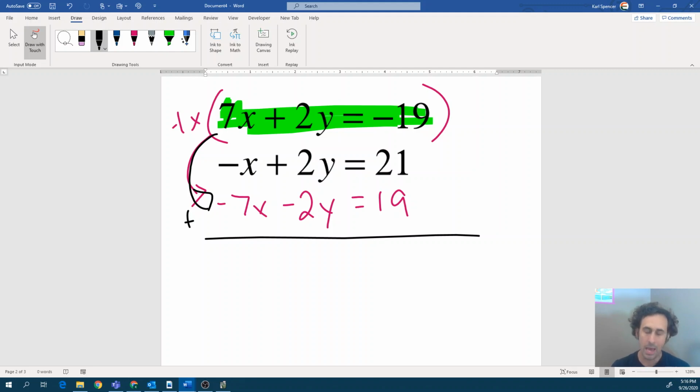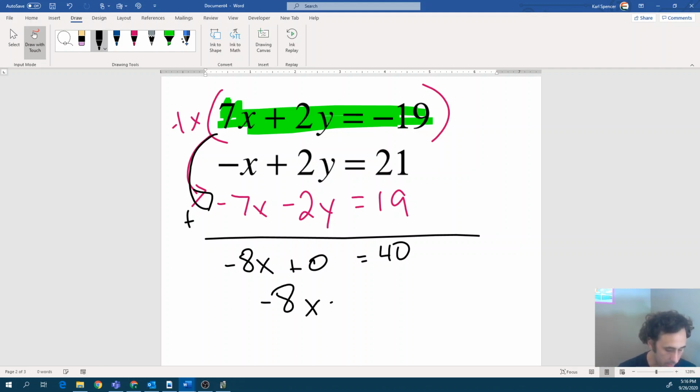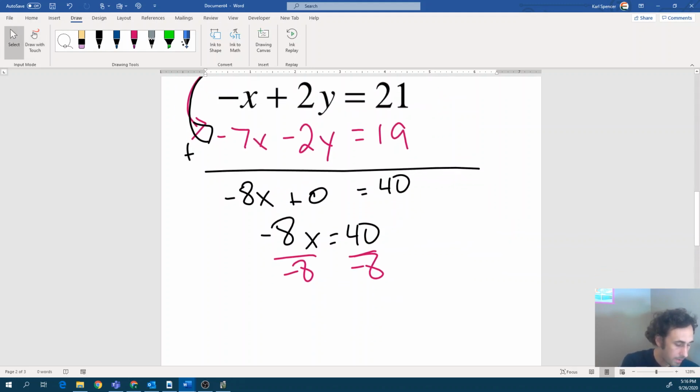what happens when I add my equations together? Let's see it now. Negative x plus negative 7x, negative 8x, positive 2y plus the negative 2y, those are going to go away now, and 21 plus 19, 40. Do we have an equation that's now only in one variable? We do. We have negative 8x equals 40. We've eliminated the y. Our elimination method works for this problem. And if we finish solving for x, we get the value of x to be negative 5.